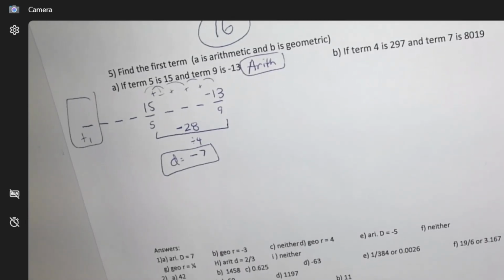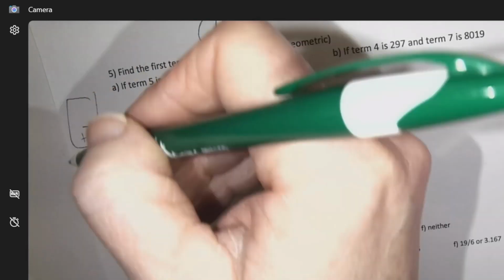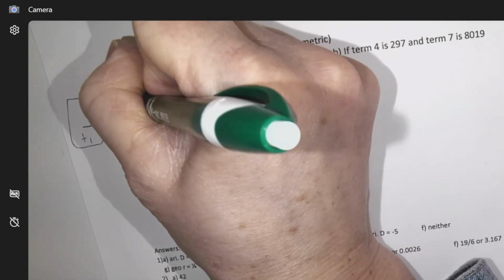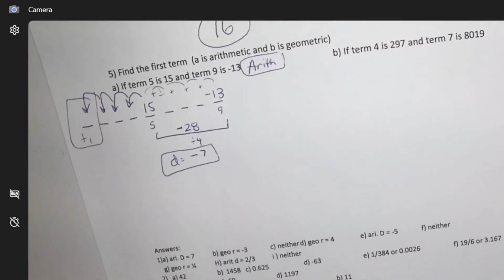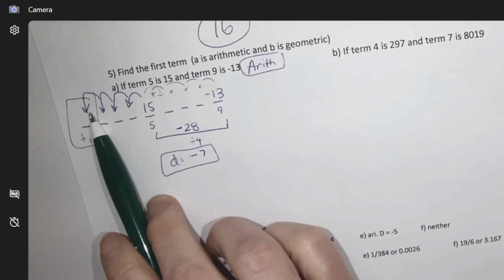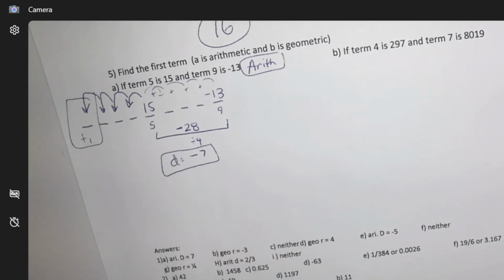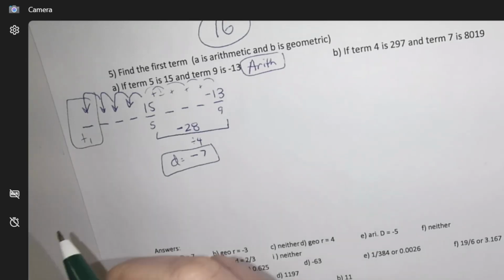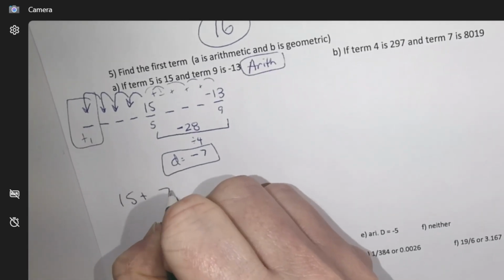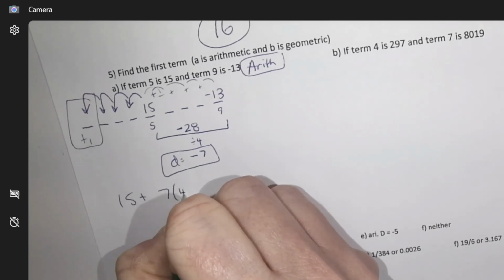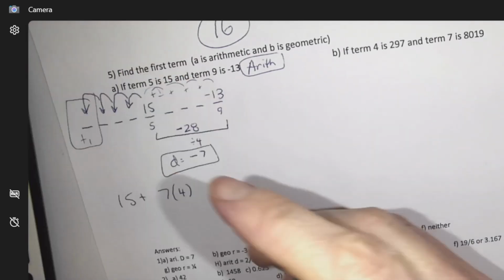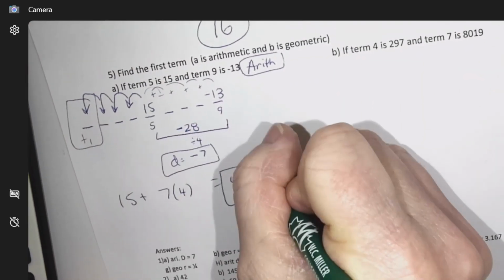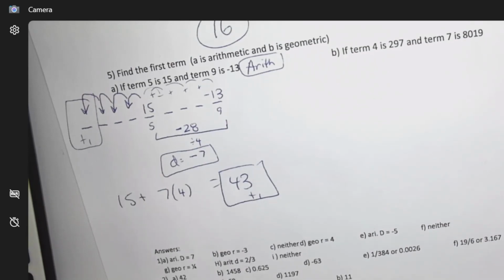Okay, now I need to figure out the first term. So I would technically have to go up 7, up 7, up 7, up 7. 1, 2, 3, 4 maneuvers. So 15 plus 28, 43. That's the first term.